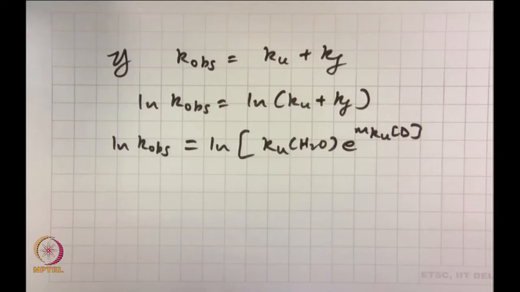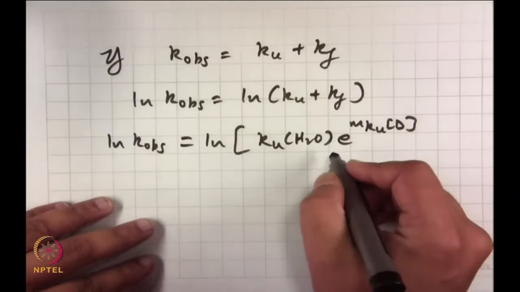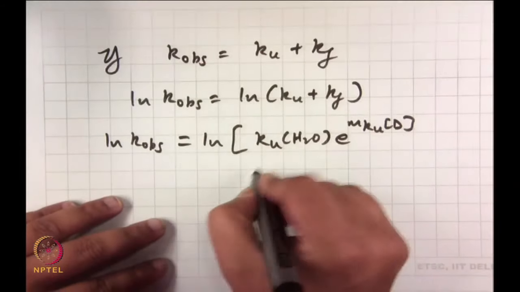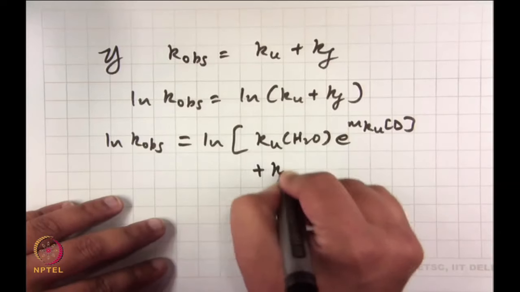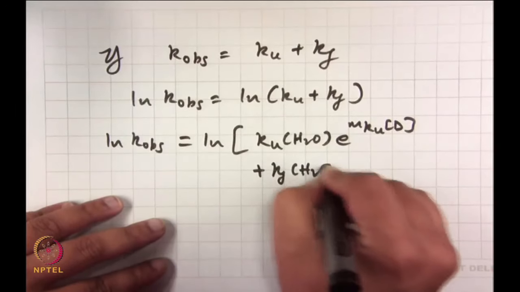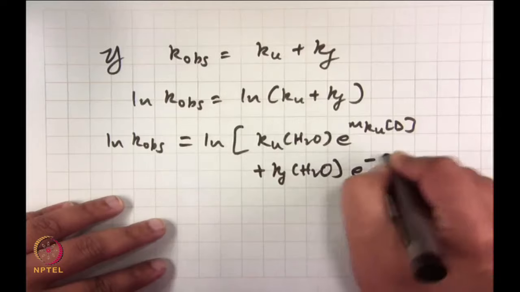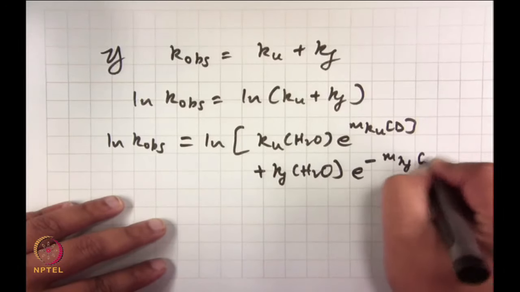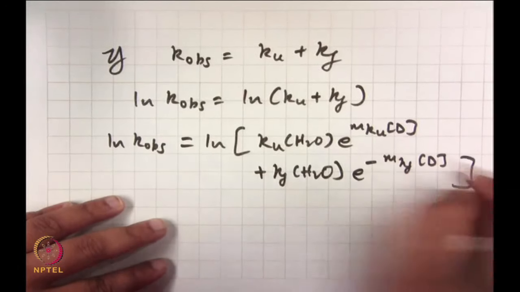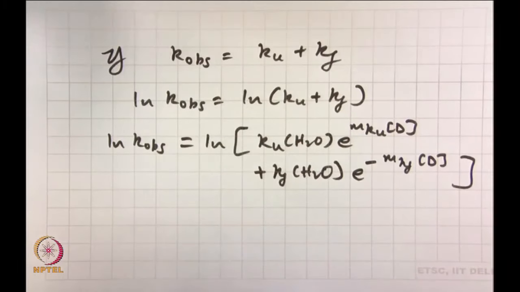So, then k_u would be equal to k_u H2O times e to the power m_ku concentration of d. Okay, look at that. This comes from equation number 2, and for k_f what it would be? So, k_f would be k_f H2O e to the power minus m_kf concentration of d, where d is denaturant.